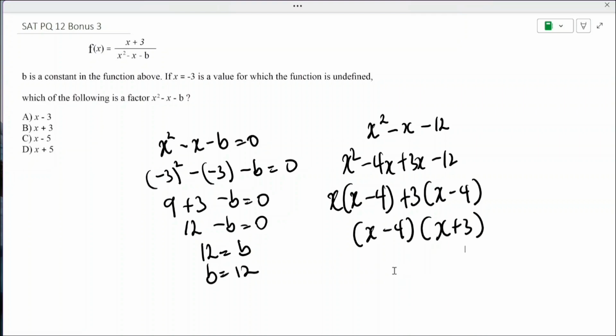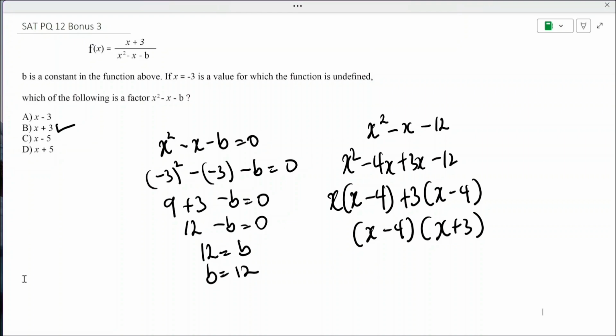Let's check which of them is in the options. X minus 4, there's no x minus 4 in the options. You have x plus 3. X plus 3 is an option. So the answer to this question is B. That's x plus 3. I said earlier, you can equate each of the options to 0 to find their x values. Then substitute each x value into the equation to see which one results to 0.